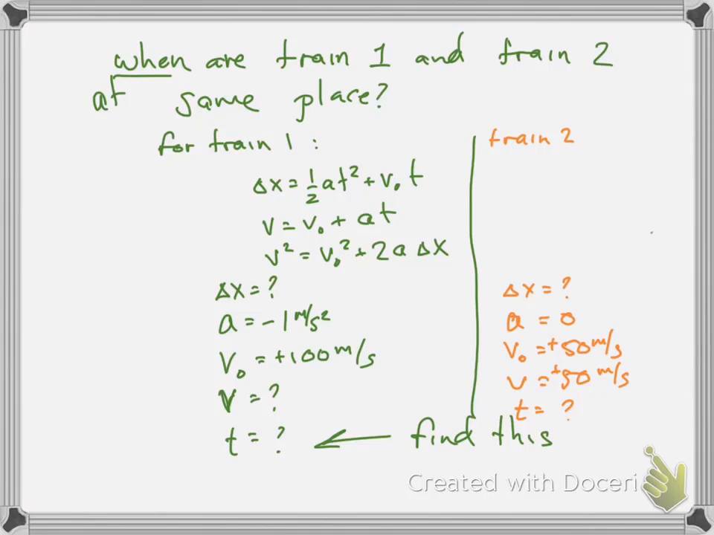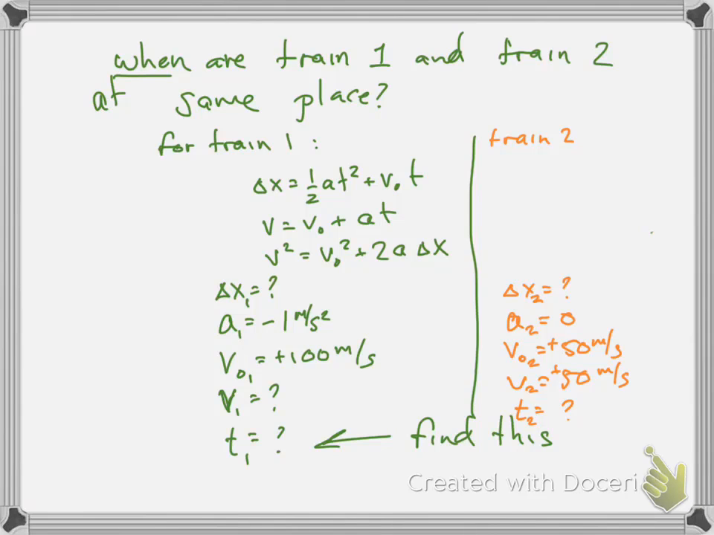Now, one thing that we need to be careful of here is we're talking about two separate trains and two separate sets of variables and constants. So we really need to put subscripts on all of these variables and constants. For example, this is train 2, so looking at the right hand side: delta x sub 2, acceleration for train 2, initial velocity for train 2, velocity for train 2, and t for train 2. And then on the left hand side, these variables, delta x1, a1, v01, v1, t1, are different because it's a different train.